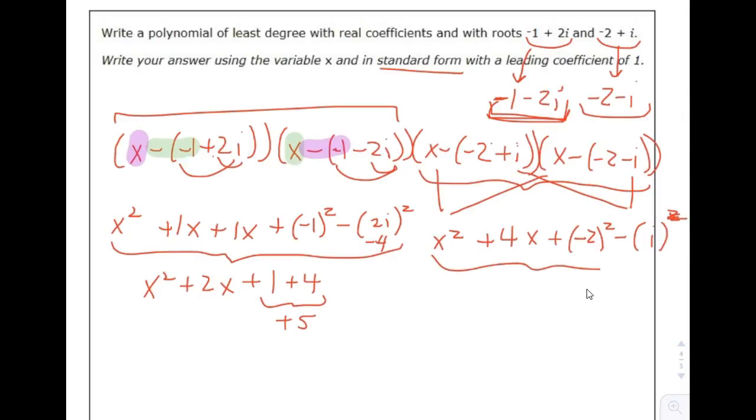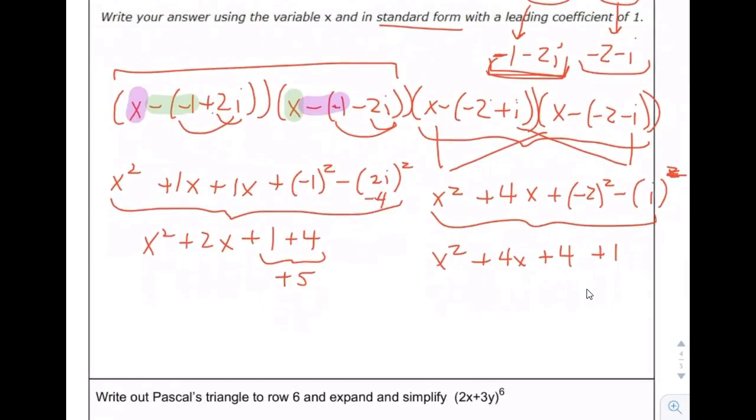Now I'm going to simplify this, and I'm going to get x squared plus 4x plus 4 minus a negative 1, which is plus 1. And so I end up with x squared plus 2x plus 5 times x squared plus 4x plus 5.